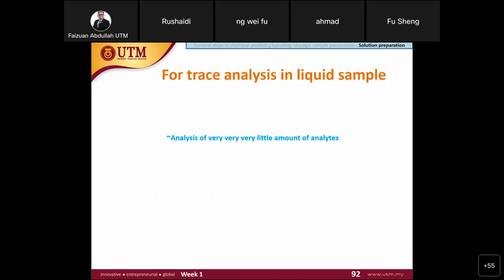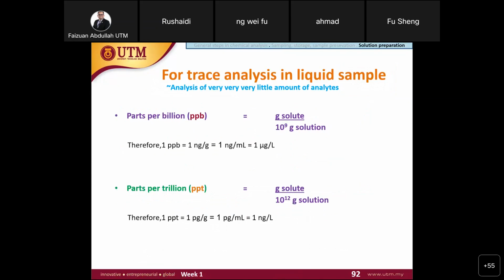For trace analysis in liquid sample, analysis for very little amount of analytes, it's part per billion and part per trillion. So similar to part per million, part per billion can be 1 nanogram per gram or 1 nanogram per milliliter or 1 microgram per liter. What about part per trillion? Oh, this is really small. So part per trillion is 1 picogram per gram. I believe some of you never heard about picogram, right? 1 picogram per gram equals 1 picogram per milliliter or 1 nanogram per liter. We rarely use this one.